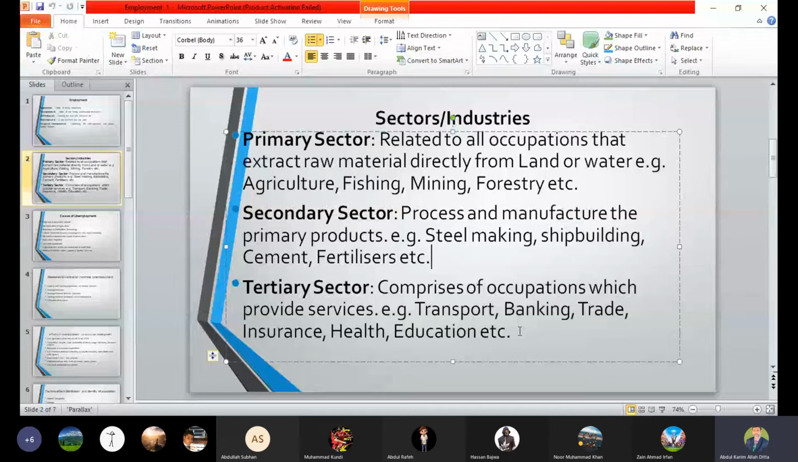So they are the types of occupations, the types of jobs, that provide services. Primary sector is about food and raw material. Secondary sector is about processing and manufacturing. And tertiary sector is totally about the services.